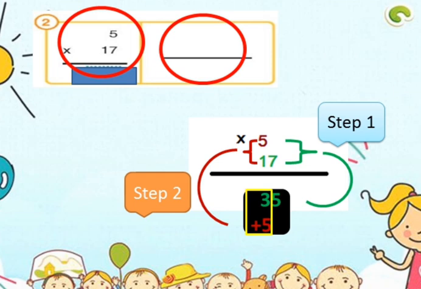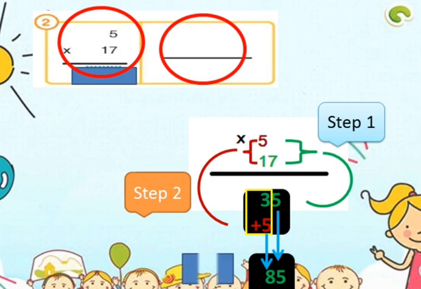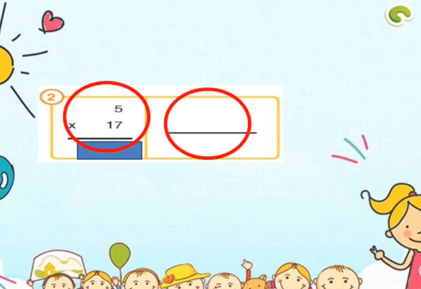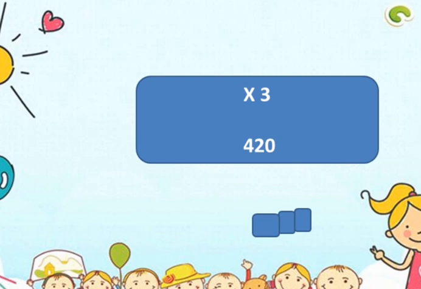Now I'm going to sum it. First I write the number 5. 3 plus 5 equals 8. Teach these steps slowly and 3 times. Now the product of 5 and 17 is 85. Now let's do this calculation.